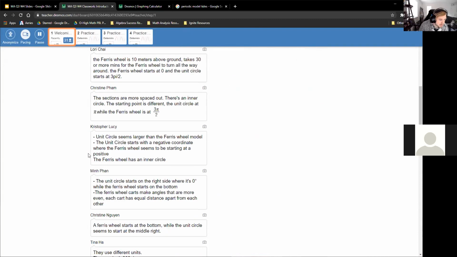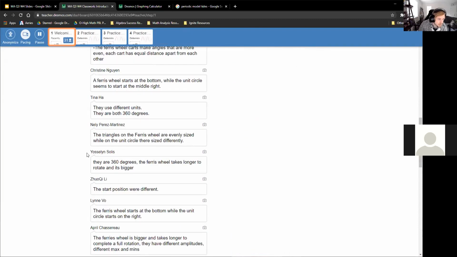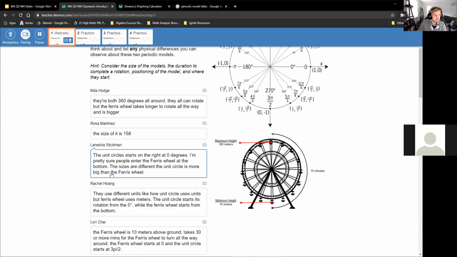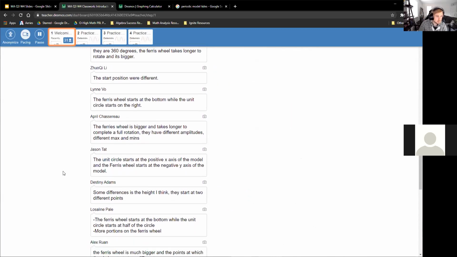Anything else people are noticing to point out? Triangles on the Ferris wheel are evenly sized, while on the unit circle they're sized differently. Yeah, that's an interesting thing to notice because of the way the fractions are cut. These aren't actually all evenly spaced because really it goes by 30s, to 30, 60, 90, 120, 150. But then we cut in the middle because we also cared about 45, 90, 135, 180.